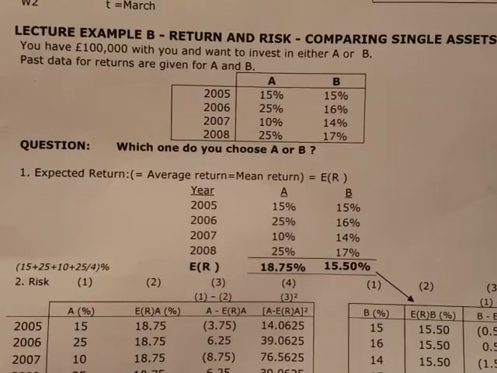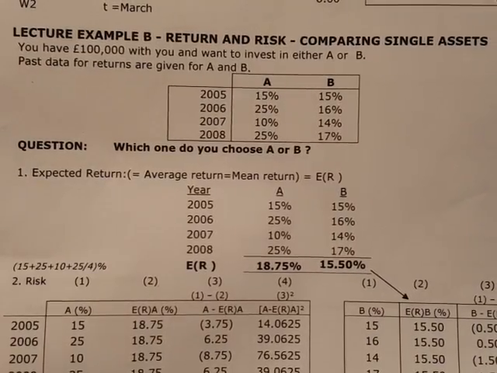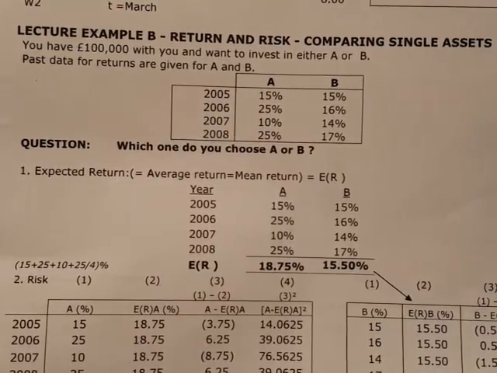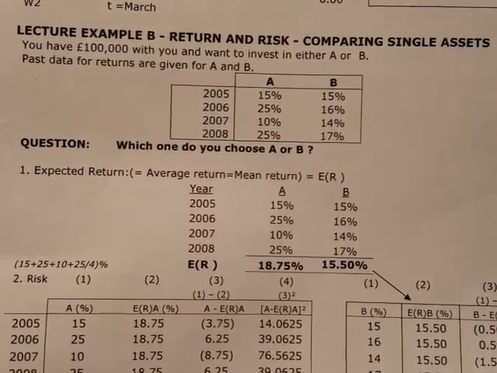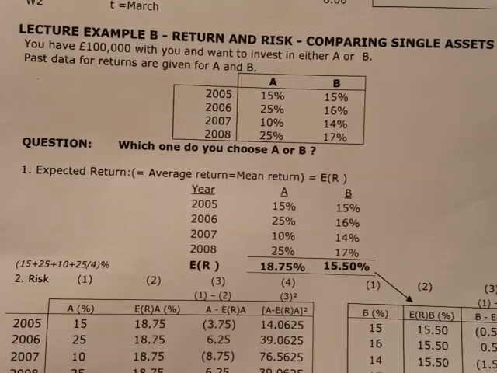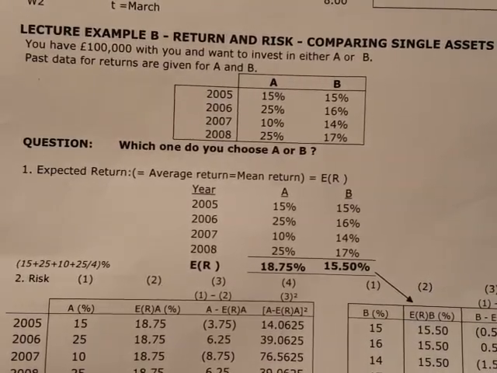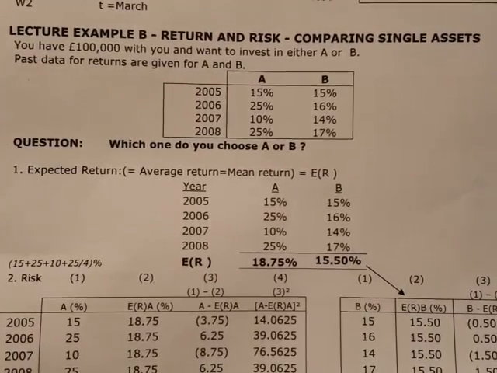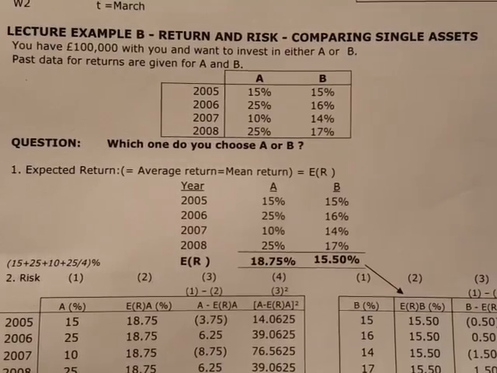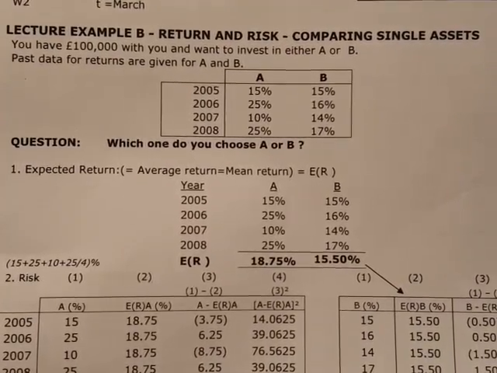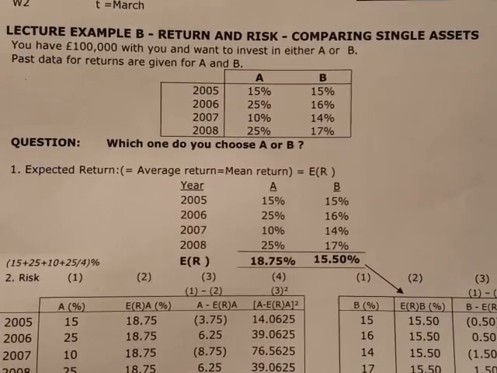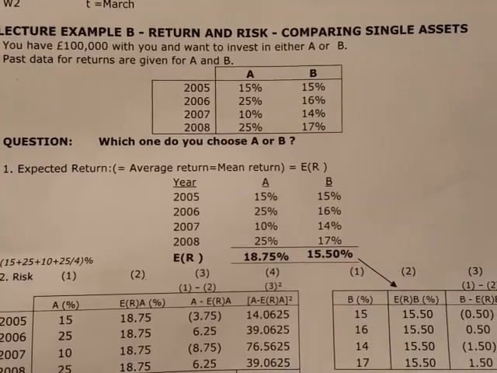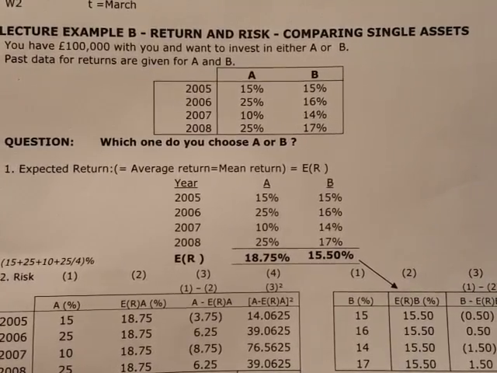You have 100,000 with you and you want to invest in either A and B. Past data for returns are given for A and B, 2005 to 2008. A and B returns are listed herewith. Which one do you choose to invest? Now remember, this is a single asset. You choose to invest either share A or share B. You cannot choose both. You choose only one, so you can use the formula. Let me show you the workings.